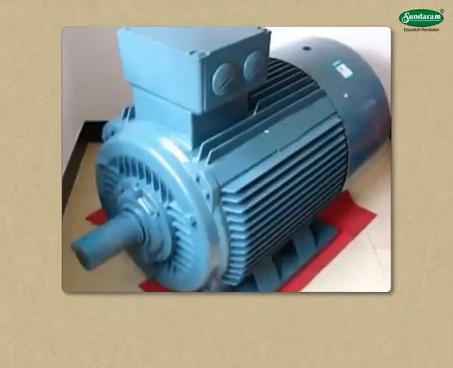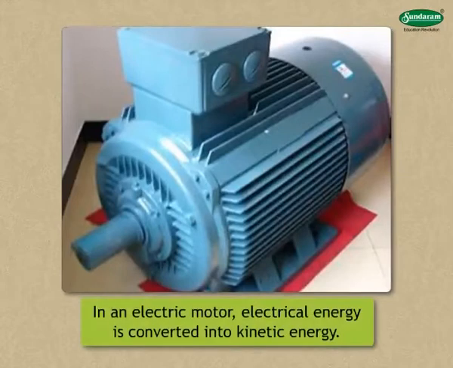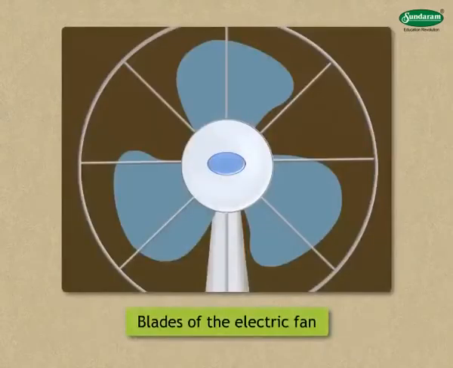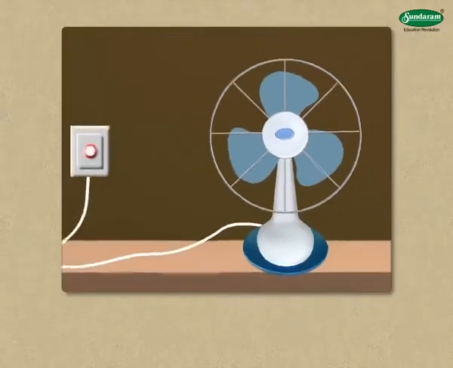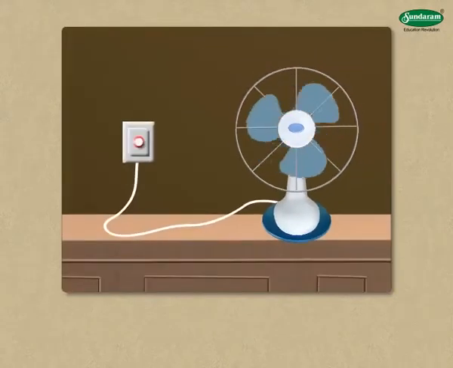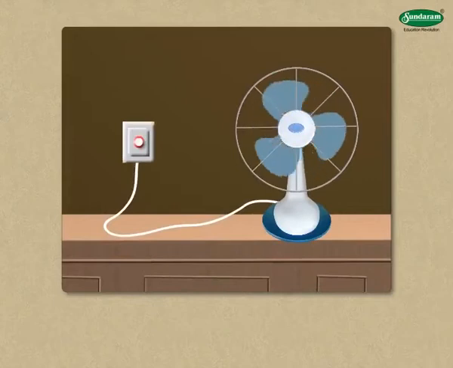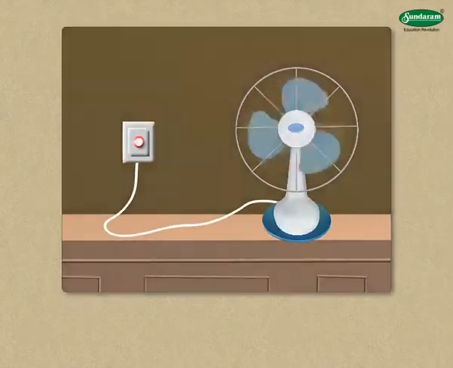On the other hand, when electricity is supplied to the electric motor, the motor begins to turn. Thus, in an electric motor, electrical energy is converted into kinetic energy. The blades of the electric fan are so designed and assembled that as the motor turns, the blades turn too. They push the air above downwards and we feel cooler.